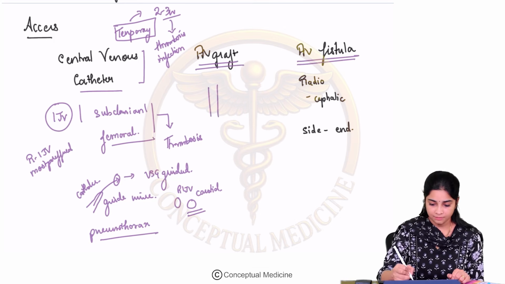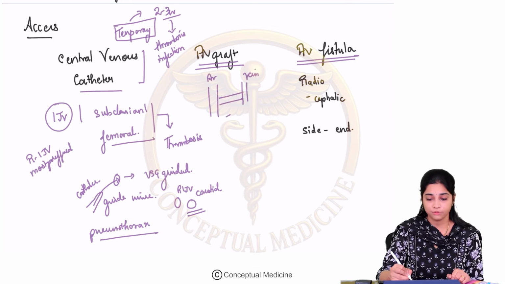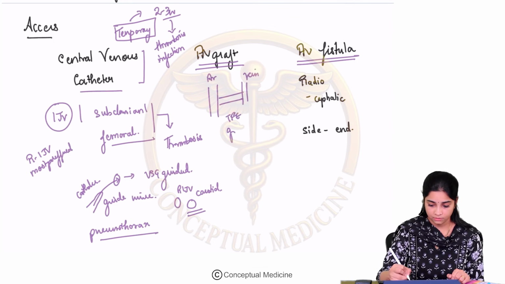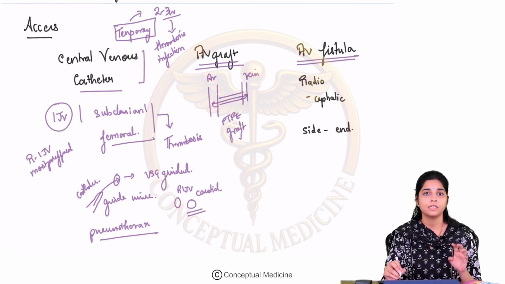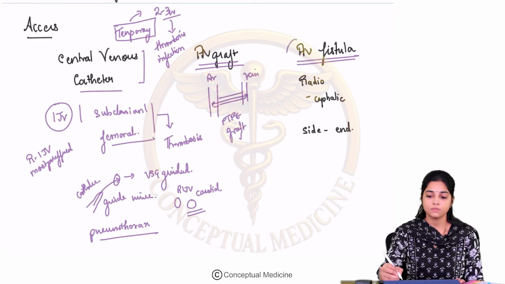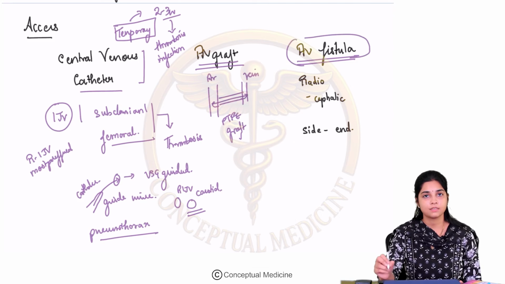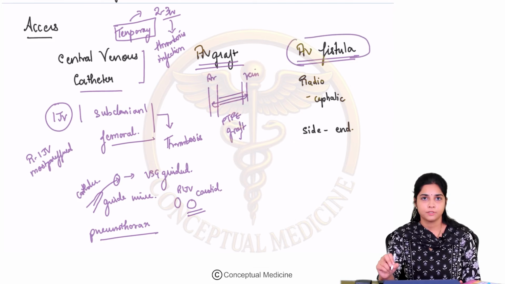AV graft basically means that this is your artery, this is your vein, and you provide a polytetrafluoroethylene graft. So, this graft makes sure that the vein is arterialized. But the problem with the graft is that it is not quite long lasting. So, the most reliable form of access that we use is your AV fistula.